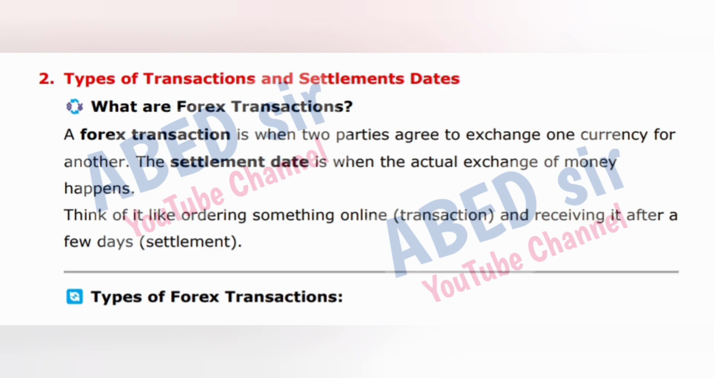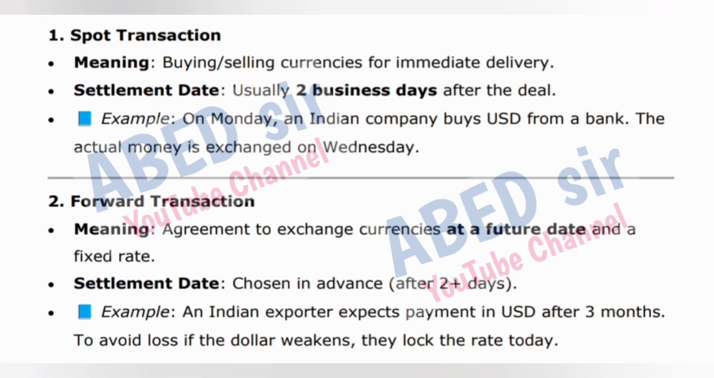Types of forex transactions. 1. Spot transaction, meaning buying and selling currencies for immediate delivery. Settlement date, usually 2 business days after the deal. Example, on Monday, an Indian company buys USD from a bank. The actual money is exchanged on Wednesday.